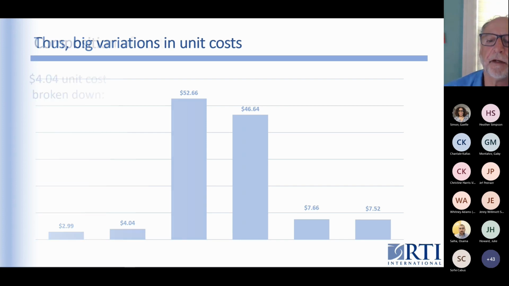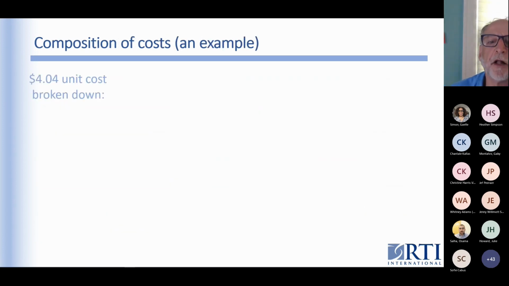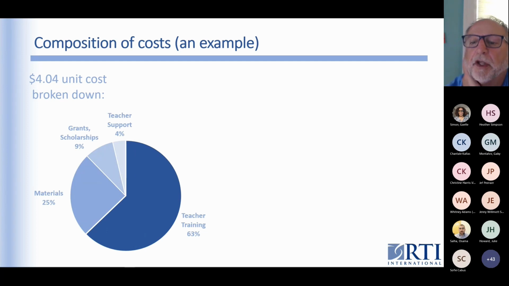But let's take a look inside some of the unit costs. If we look at that $4.04 unit cost from one of the programs, we can see how it's composed of the critical inputs, in this case for trying to improve, say, early grade reading. This is how the unit costs break down: 63% spent on teacher training, 25% on materials, 9% on grants to support disadvantaged schools, and then 4% on ongoing teacher support. So in this particular program, we can understand the composition of the ingredients, if you will, that were part of the investment that led to the improved outcomes this program was able to achieve.